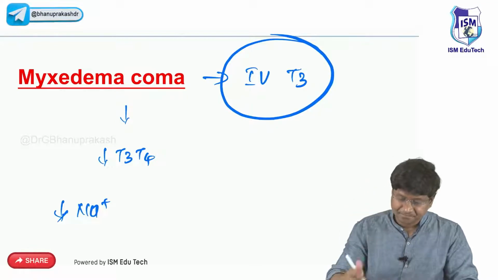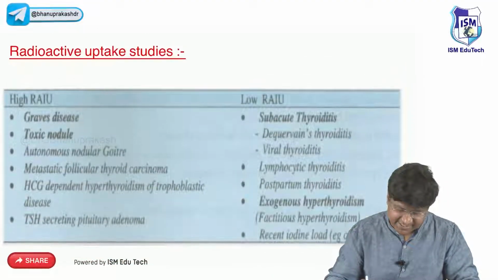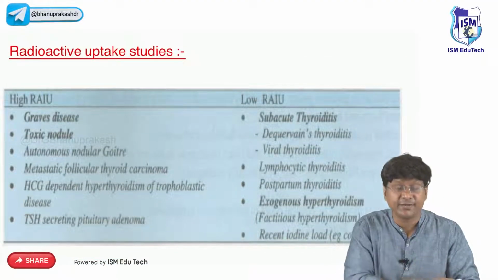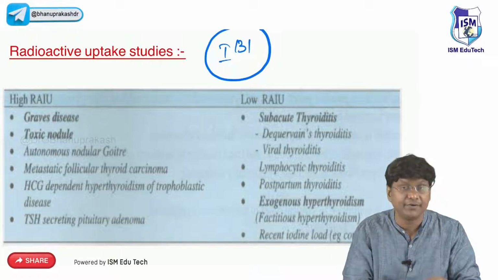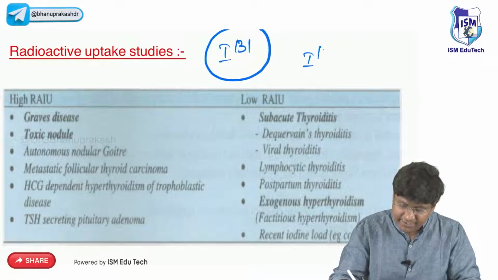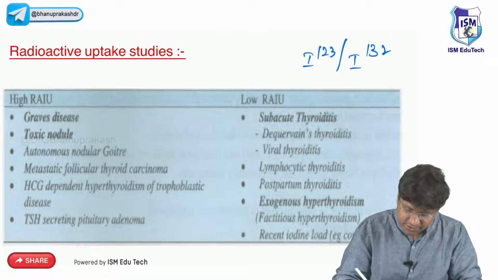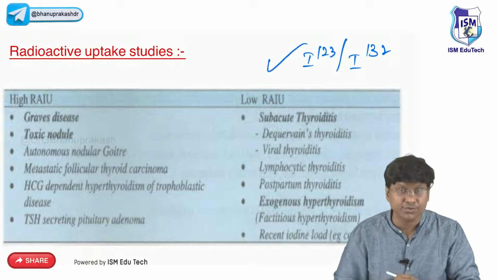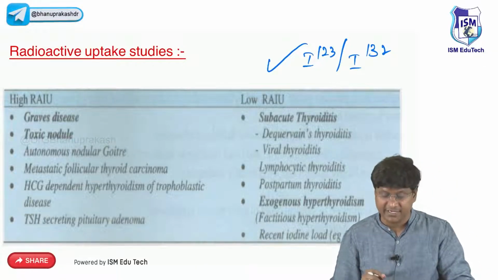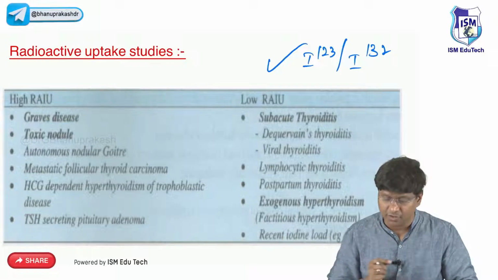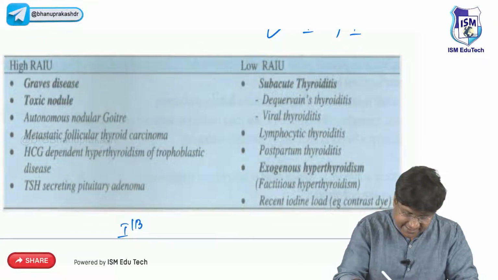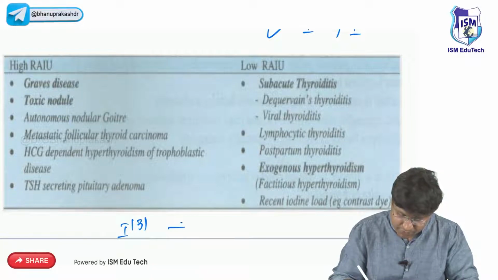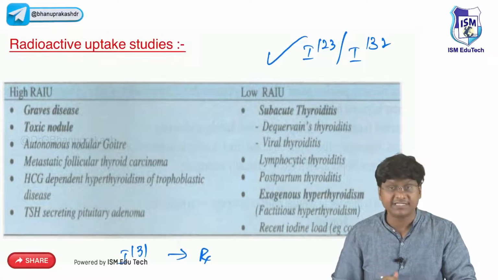Okay, then coming to the investigations in patients with thyroid disease, that is radioactive iodine uptake studies. Which particular radioactive iodine do we use? Remember, it is iodine 123 or iodine 132. I'm very sorry. So which particular radioactive iodine we use for radioactive iodine uptake studies is iodine 123 or iodine 132. And where do we use this iodine 131? This iodine 131 is used for therapeutic purpose.